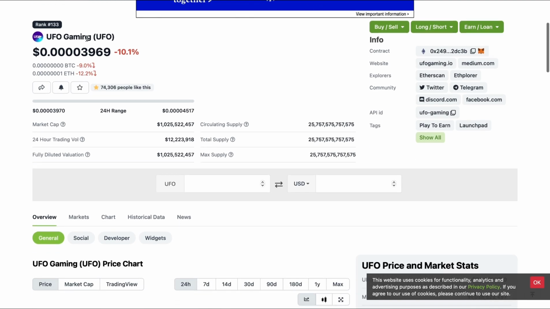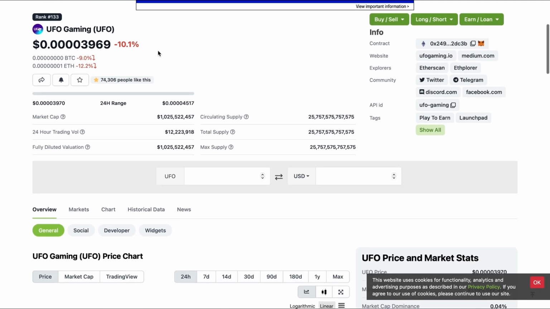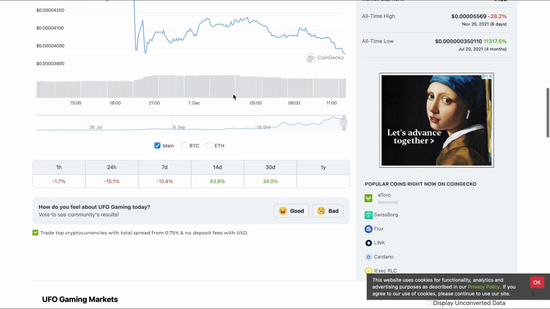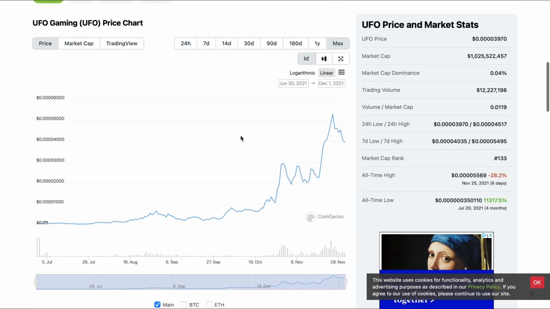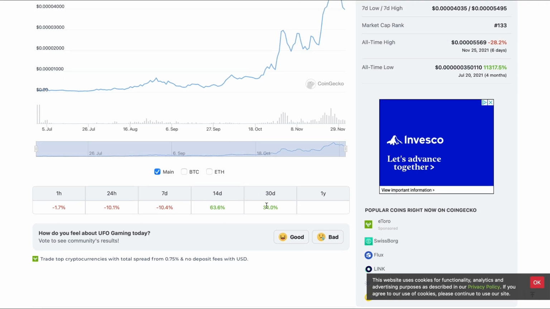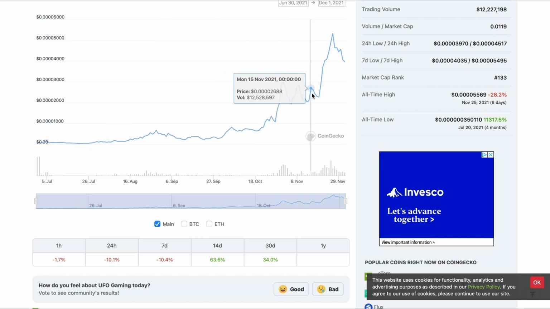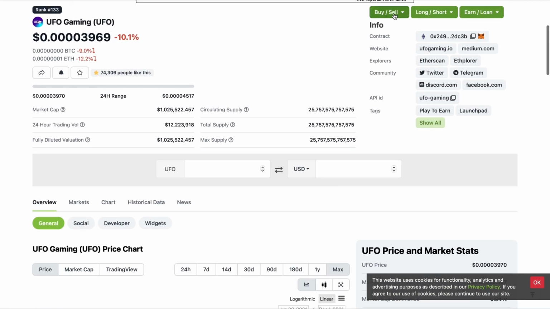Now, this is currently ranked 133 on CoinGecko with a $1 billion market cap. One thing to note is that this coin has performed extremely well so far this year. The last 30 days is up over 34%. This is despite the overall cryptocurrency market having terrible performance in November, right? Apart from NFT and gaming tokens, hence why this has done quite well. Last 14 days, 63.6%. Now, last 7 days and today actually is down 10%. But with projects like these, I wouldn't pay a lot of attention to that.